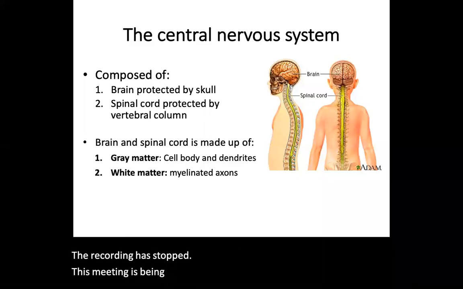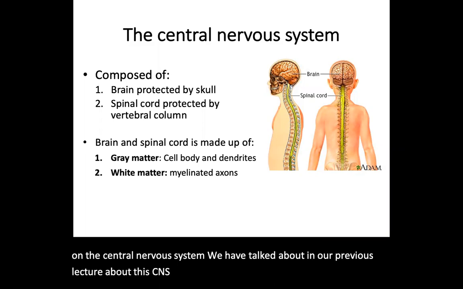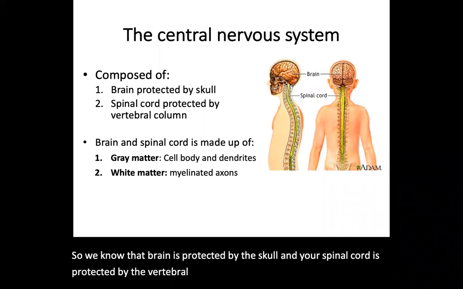Hi, everybody. Today's focus will be on the central nervous system. We talked in our previous lecture about the CNS and how it is made up of the brain and spinal cord. So we know that the brain is protected by the skull, and your spinal cord is protected by the vertebral column that's going down the back.